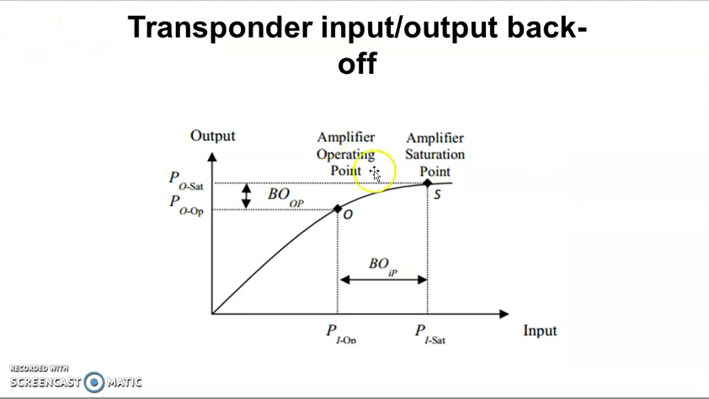The amplifier is to be operated relative to its saturation point, and we have a particular amplifier operating point O. So the transponder is to be operated in this back-off region, the output back-off. We have the saturated point and the amplifier operating point, and the input power operating point and the input amplifier saturation point. So the output back-off is achieved by the input back-off.